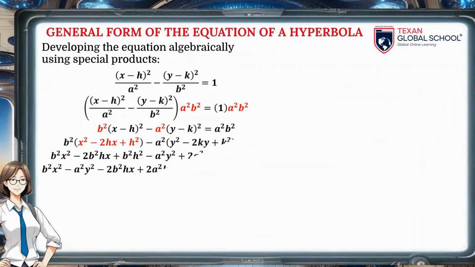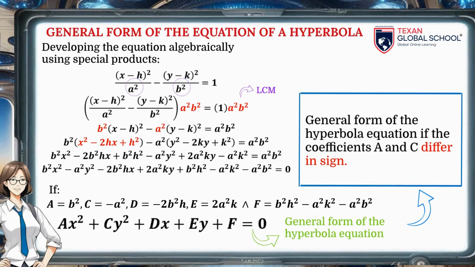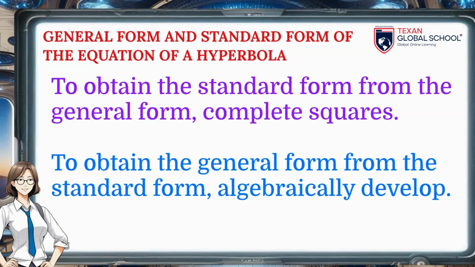On the other hand, the general form of the equation of a hyperbola can be found if we algebraically develop the second standard equation, as demonstrated in the last class and shown on the blackboard. Conversely, if we complete squares to the general form, the standard form is obtained.